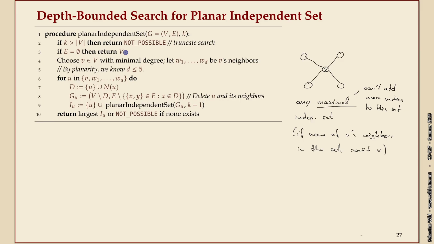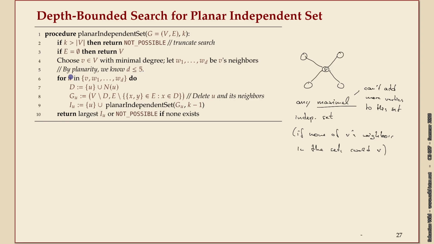Everything's independent. And otherwise, if we're not in the boring corner cases or base cases, then we have to choose a vertex as the basis for this star. And here we can pick a vertex of minimal degree to reduce the number of choices. So we have a vertex V and its neighbors. And because the graph is planar, we know that this minimal degree vertex will always have degree at most 5. That's just by the magic of planarity.